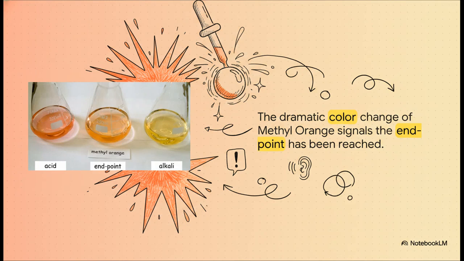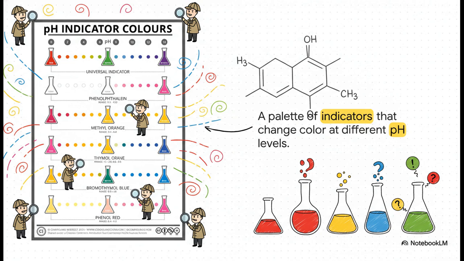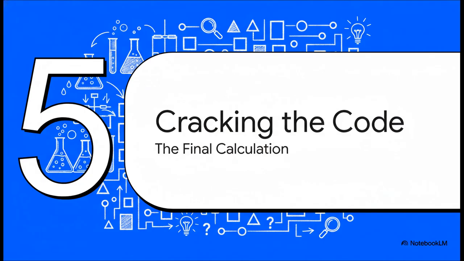And boom, there it is, the big climax. Sometimes it literally comes down to a single drop. One second it's one color, the next it's completely different. That right there, that's the endpoint. That's our informant basically yelling, "Stop, we're done." And what's really cool is that there isn't just one informant. Scientists have a whole palette of them to choose from. These different indicators change color at different pH levels, so you can pick the absolute perfect one for whatever mystery you're trying to solve. It's kind of like having a whole squad of specialized detectives, each good at a different kind of case.